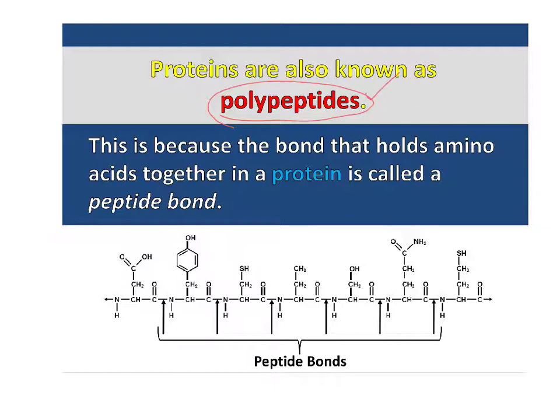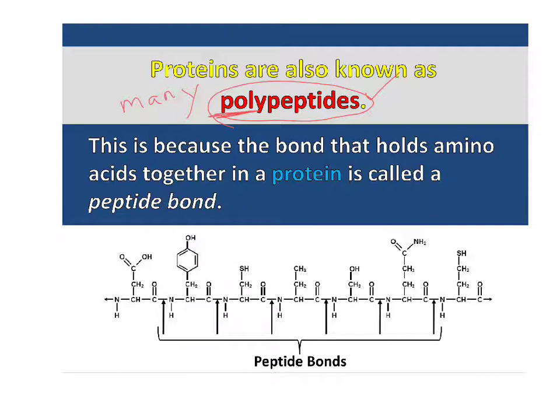Now again, you've been introduced to this prefix poly. Poly again means many. So what the heck is a peptide? We haven't talked about that yet. Polypeptide means many peptides. Well, okay, let's talk about what a peptide is. This is because the bond that holds the amino acids together in a protein is called a peptide bond.